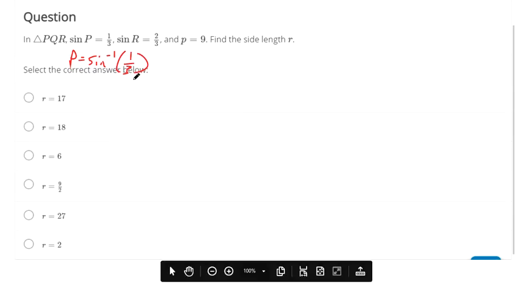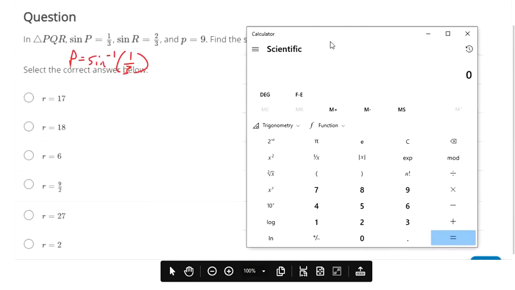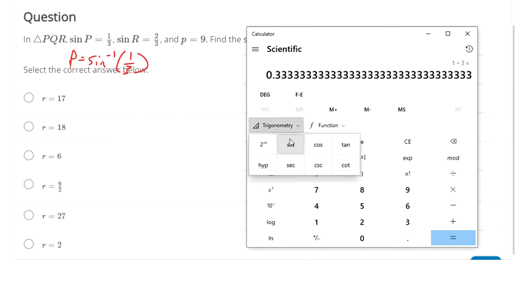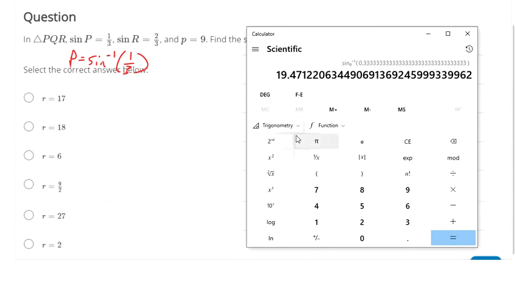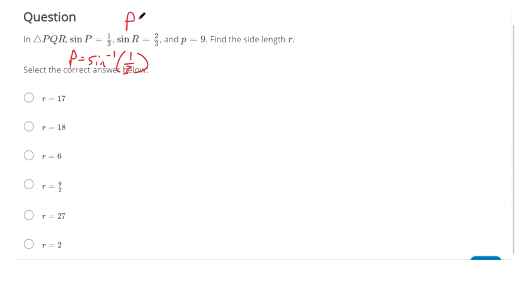So that's not one of our special triangles, right? Square root of 3 over 2 would be one of the special triangles that we have memorized. So 1 over 3, and we're going to use inverse sine. That's 19.47 degrees. So P is approximately 19.47 degrees. And then we can do the same thing for R.